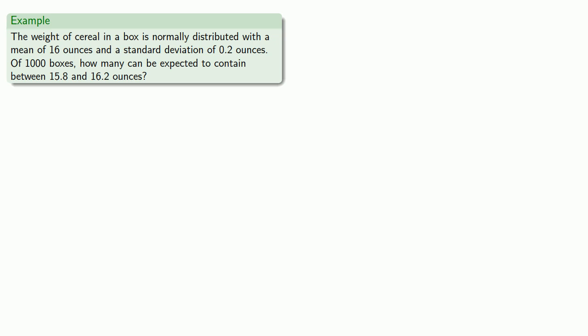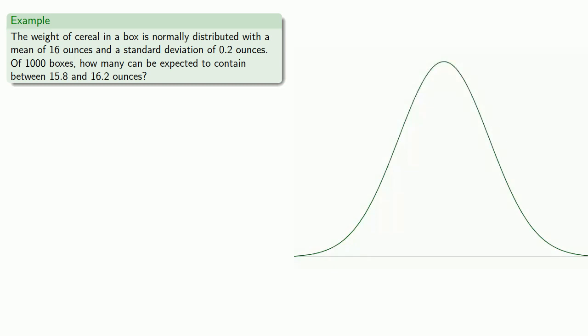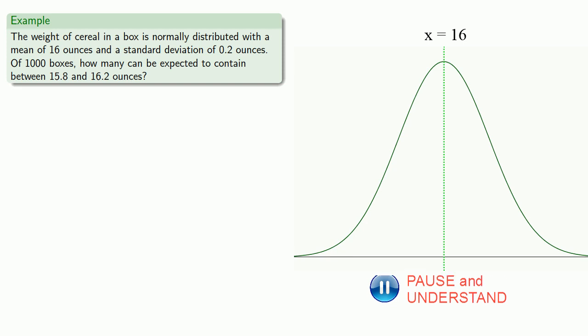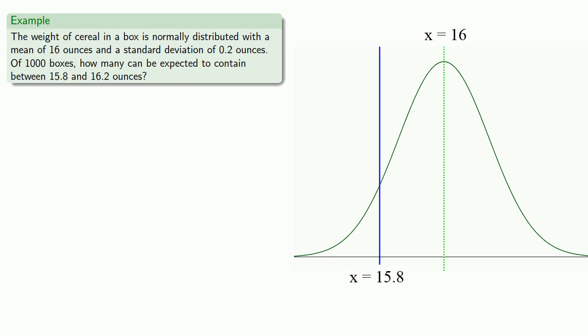So to begin with, we might graph our normal distribution with a mean of 16 ounces, and we can graph this as follows. All normal distribution curves look essentially the same. The only difference between the normal distribution curves is where the mean is located. And in this case, the mean is at 16, and that's our high point of the curve. Now we want to be between 15.8 and 16.2 ounces. So let's mark those locations. 15.8 is a little bit below the mean, and 16.2 is a little bit above the mean.